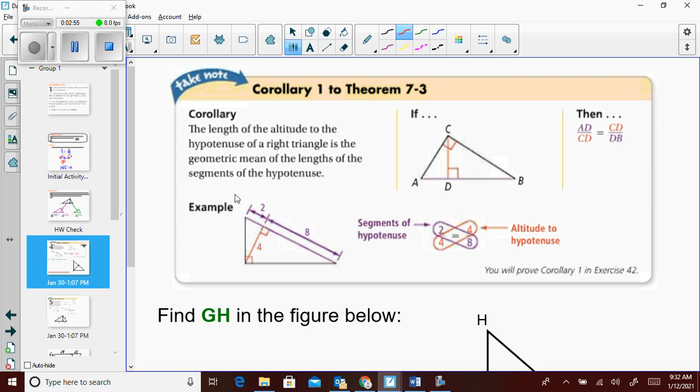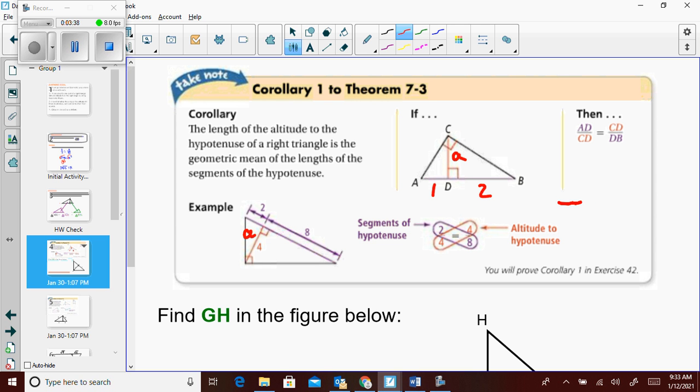First thing, we have an altitude. This is our altitude. 4 is our altitude. The altitude is the geometric mean of the two segments created by the altitude. See how this altitude gives me 2 segments? So the altitude creates a ratio between those 2 segments. The geometric mean of the length of the segments.